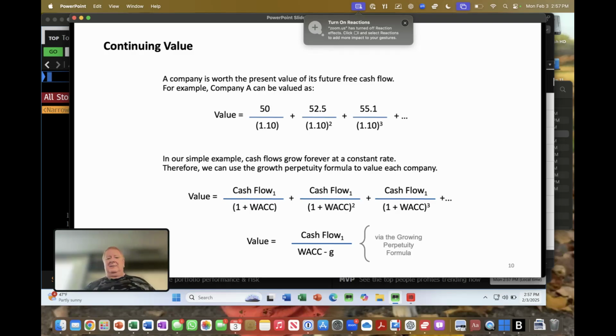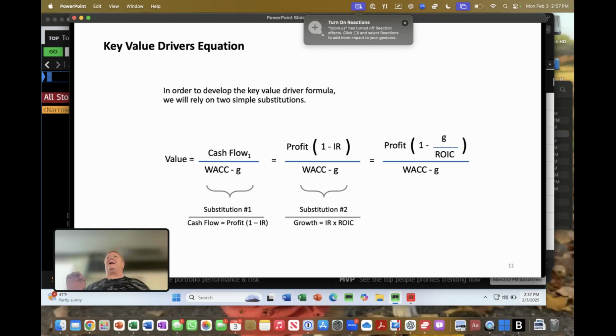On the next slide is a rearranged growing perpetuity. The formula on the right is a growing perpetuity. The major difference is they made two substitutions. Starting with the growing perpetuity, cash flow over R minus G. Cash flow is free cash flow, which is profit times 1 minus the reinvestment rate. Substitution number 2, growth is investment rate times ROIC. Therefore, investment rate is the growth over the ROIC.